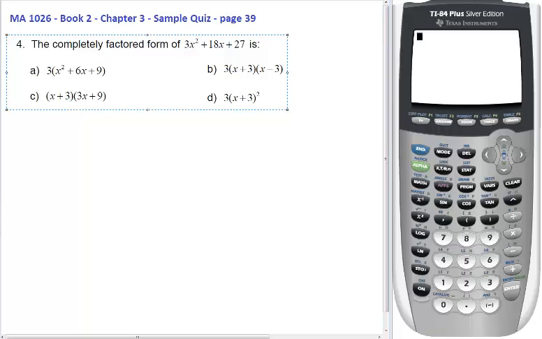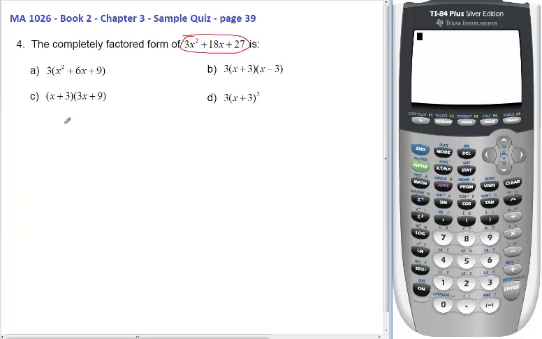Hello students, now we're going to look at the solution to number 4, multiple choice, which of course is on page 39. This is chapter 3 sample quiz. There's 5 multiple choice and 5 videos to accompany that. So here's number 4.